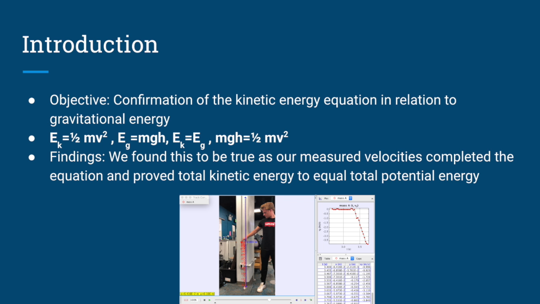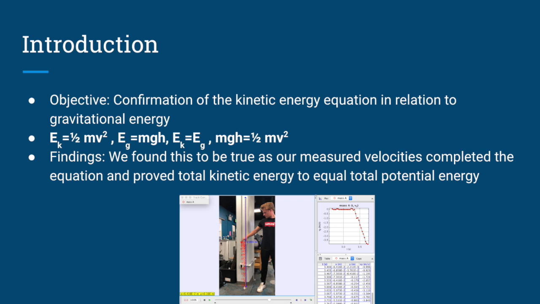For our lab report, our objective was to confirm the kinetic equation in relation to gravitational energy. For this, we knew that the kinetic energy equation was 1/2 mass times velocity squared, and the equation for gravitational energy is mass times gravitational constant times height.